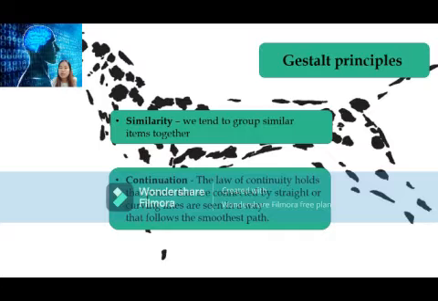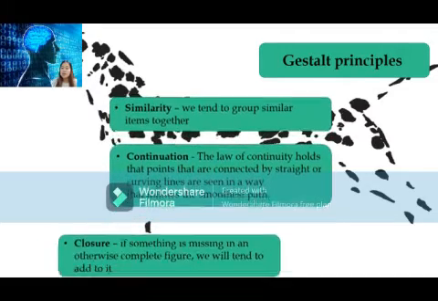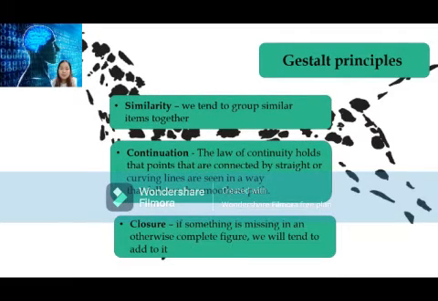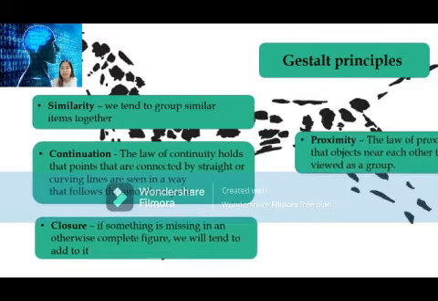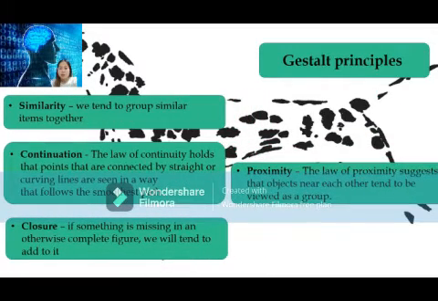So, ito yun naman yung halimbawa, yung line ay isang guhit, isang straight. So, dun may idudugsong yung another line. Tas if curves naman yung line, idudugsong mo siya doon sa curved din na line. The third principle is closure. So, if something is missing in an otherwise complete figure, we will tend to add to it. So, dito naman is hahanapin natin kung ano ba yung kasunod or yung missing na part ng isang pattern. Tapos, ilalagay natin kung ano ba dapat yung tamang kasunod nun.